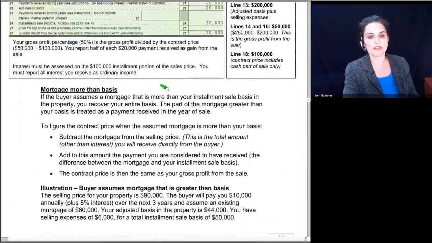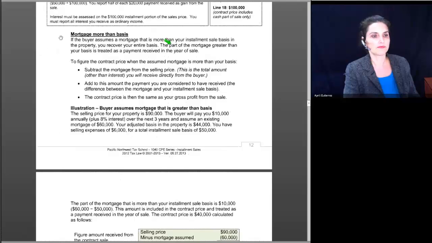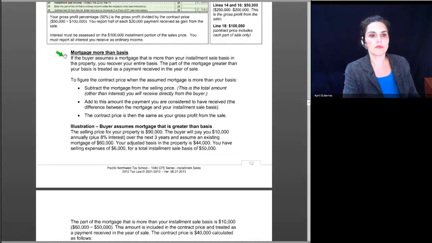But if the mortgage assumed is more than the basis in the property, there are some different steps. If the buyer assumes a mortgage that is more than your installment basis in the property, you recover your entire basis. The part of the mortgage greater than your basis is treated as a payment received in the year of sale. To figure the contract price when the assumed mortgage is more than your basis, you begin by subtracting the mortgage from the sales price.